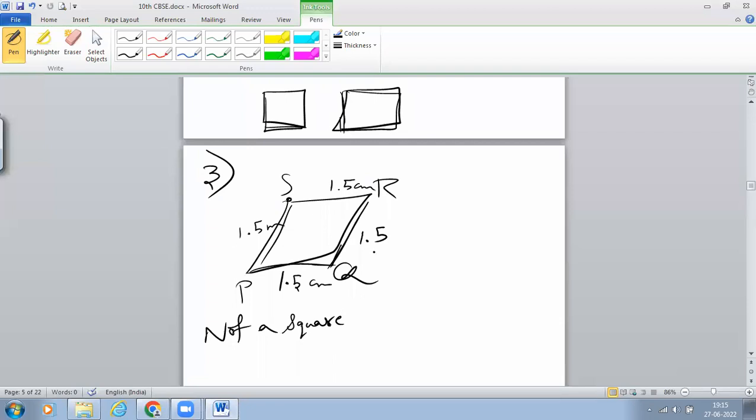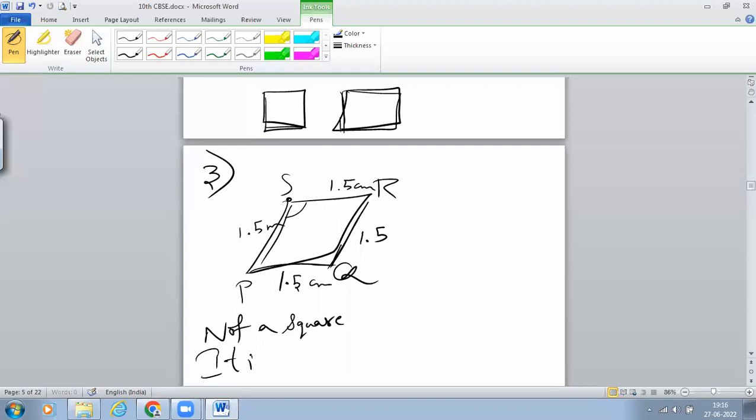Because the angles are not equal. Listen, very good. If the interior angle is not 90 degree, see here, the interior angle is not 90 degree. In a square, all the interior angles are 90 degree. But if all the sides are equal, but the interior angles are not equal as well as not equal to 90 degree, then what is the name of this shape?